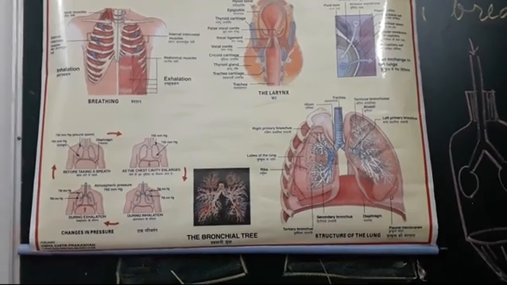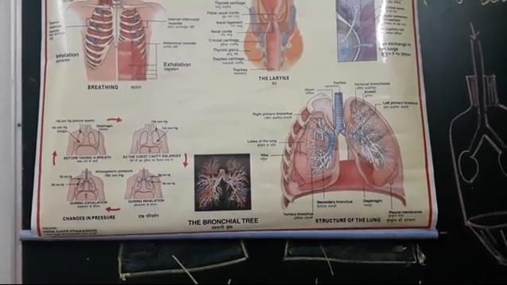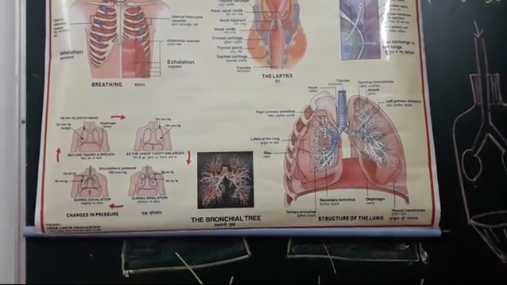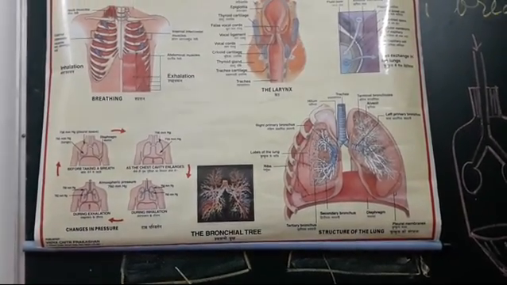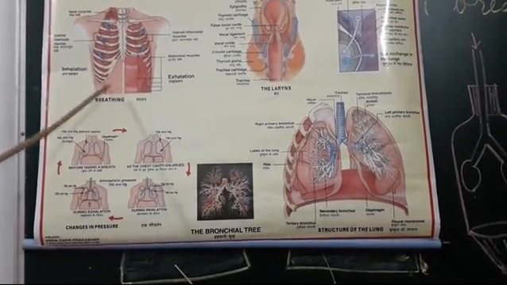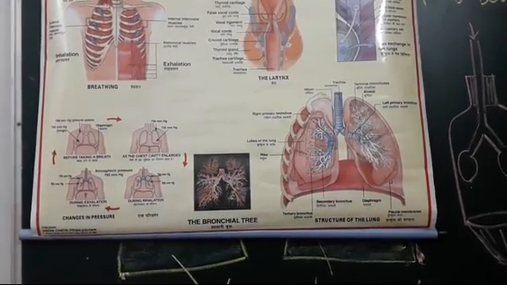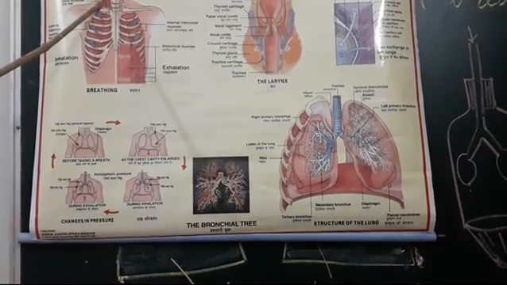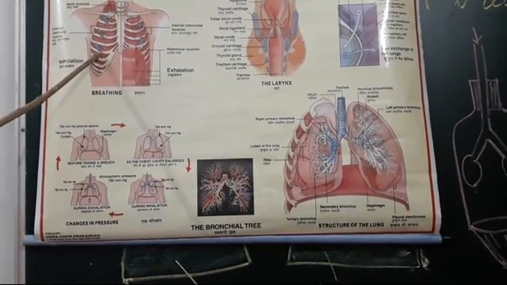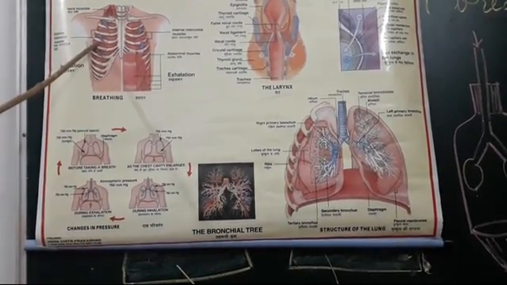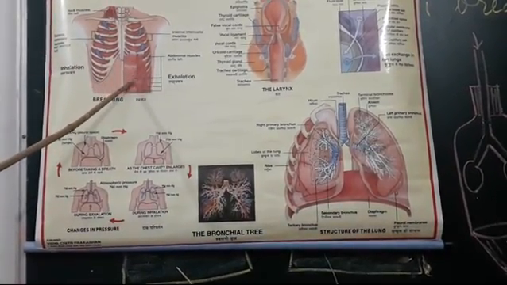So first we will see about the inspiration or inhalation. Inspiration is the result of increase in thoracic cavity, and this is due to the combined action of ribs and diaphragm. When we breathe in, the ribs move upward and outward, and the external intercostal muscles between the ribs are stretched. Thus, it increases the chest cavity.